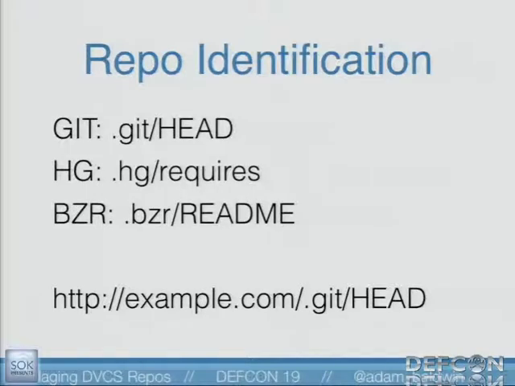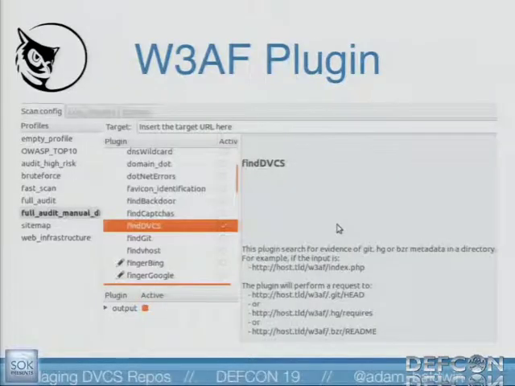As an example, example.com/.git/head, and it could be any directory. It doesn't have to be just the root. If you want to see the patterns that we're using, there's a plugin for W3AF, the Web Application Attack and Audit Framework scanner. Just go look at the code, and there are the patterns that we're using in there. Very useful for identifying these. As far as I know, there are no other scanners that are looking for these source code repositories. Please, if somebody knows of them, correct me and let me know afterwards.